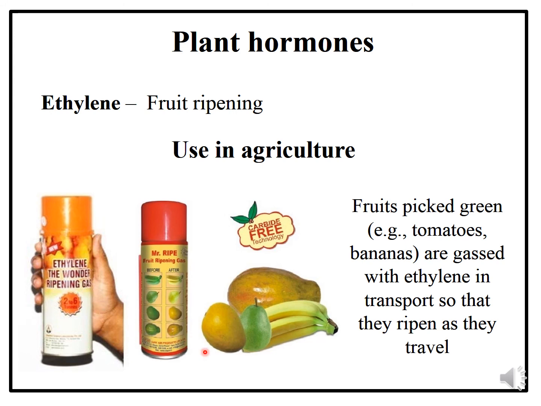So if you have unripe avocados or bananas, you can spray them with the spray and they will ripen more quickly. So how it's used is some types of fruits are picked green, for example, tomatoes and bananas. And while they're in transport in those big trucks, they are sprayed with ethylene so that they ripen as they are driven to their destinations.